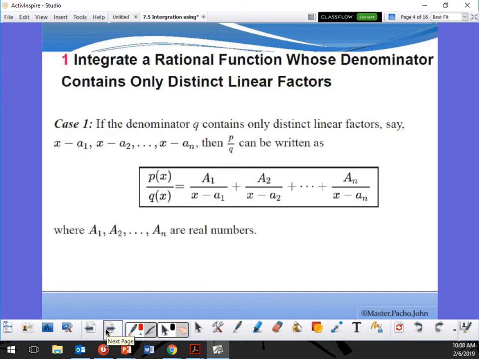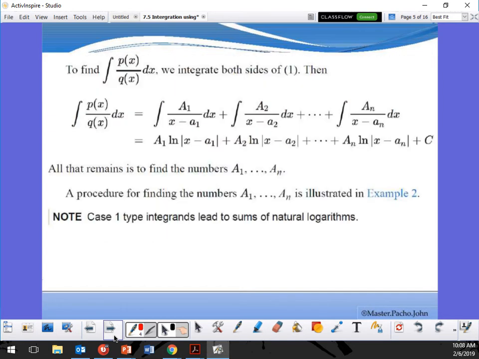All right, integrating a rational function whose denominator contains only distinct linear factors. Linear, what does linear mean? What's the degree? 1. The degree has to be 1 for it to be linear, right? Okay, good. That's the point. So now this is actually where we're getting into actual partial fractions. We have p of x over q of x dx. Integrate both sides of this. We have to break it up into 2 separate parts.